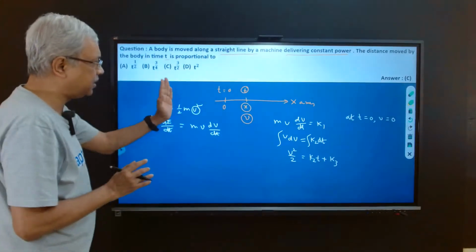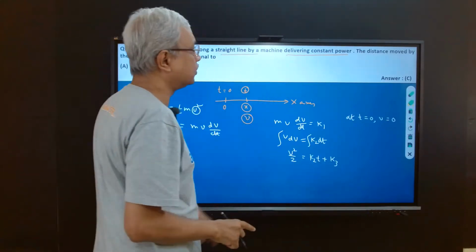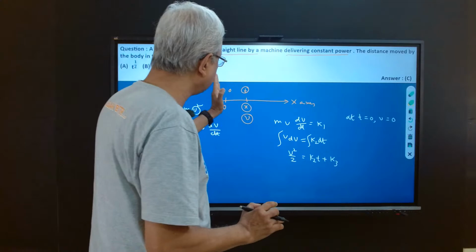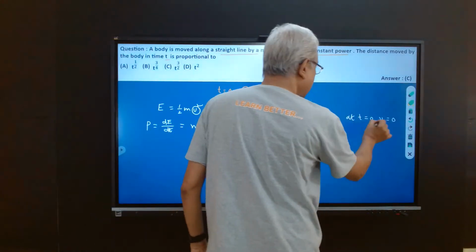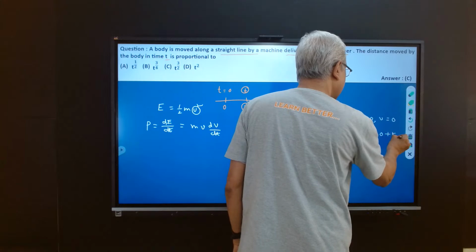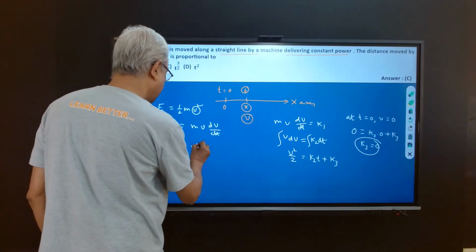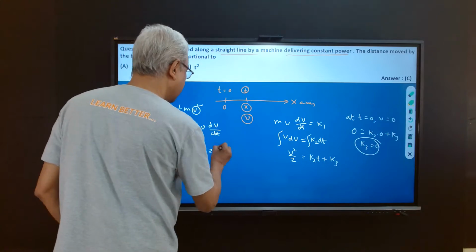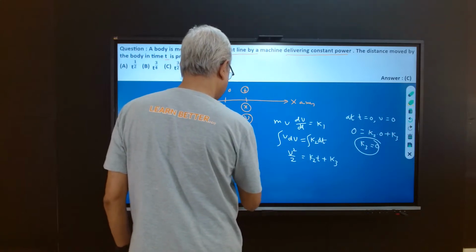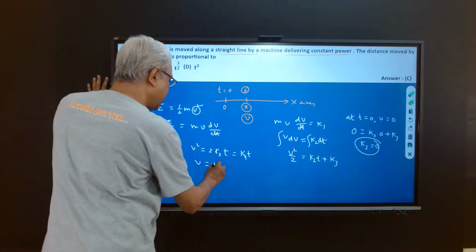That means at the point of starting, the particle is at rest, and the body is moved along the straight line by a machine delivering constant power. So the machine starts drawing the particle along its direction at t equal to 0, where the particle was at rest. If I assume v equal to 0 at t equal to 0, then 0 is equal to k2 into 0 plus k3. So k3 I can safely assume to be 0. So v square is equal to 2k2 t. 2k2 I can take as another constant, so k4 t you can write. So v is actually some constant k5 times square root of t.